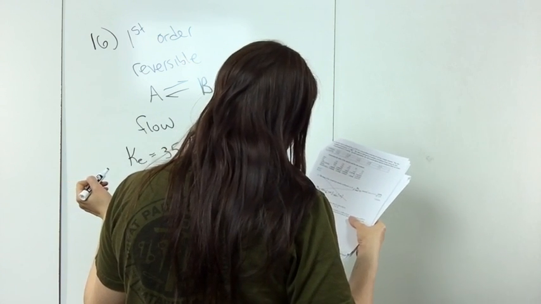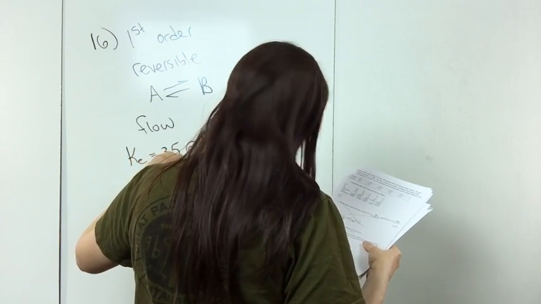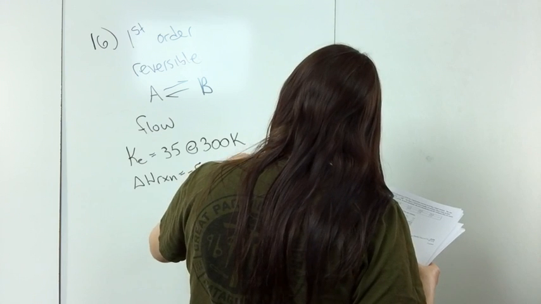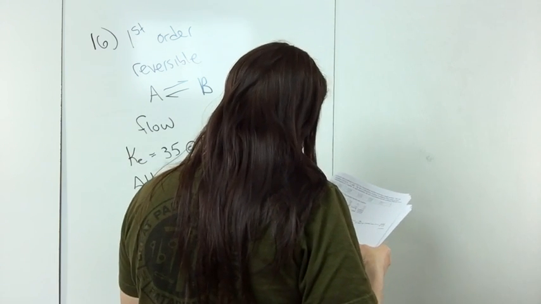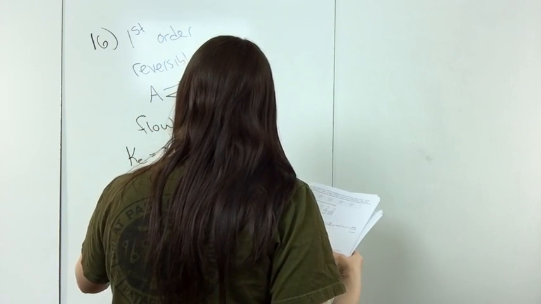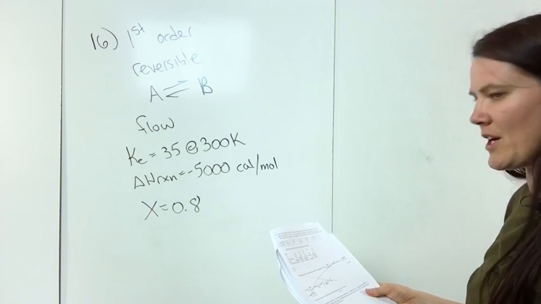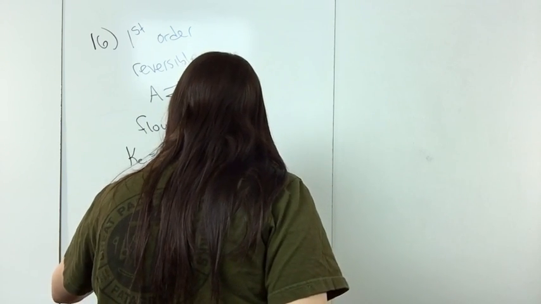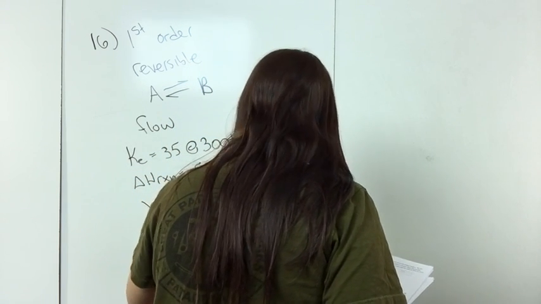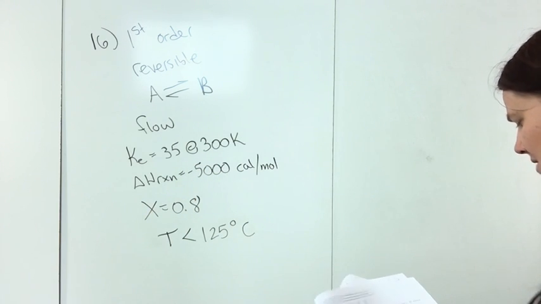And the heat of reaction, so delta H reaction, is 5,000 calories per mole. A conversion of 80% is desired, so we want X is equal to 0.8. The engineer designing the reactor contends that you need to operate below 125 C, so T less than 125 degrees C to get that conversion. And so then it wants you to verify if this is correct or incorrect.